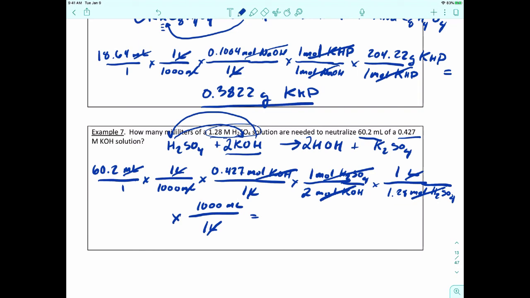Now what's even nice is that you do have 1,000 on the bottom, all the way back over there. You have 1,000 on the top, way up front. So these cancel out as well. So math-wise, this is going to be 60.2 times 0.427 divided by the product of 2 times 1.28. And when that happens, the number I get is 10.0 milliliters.